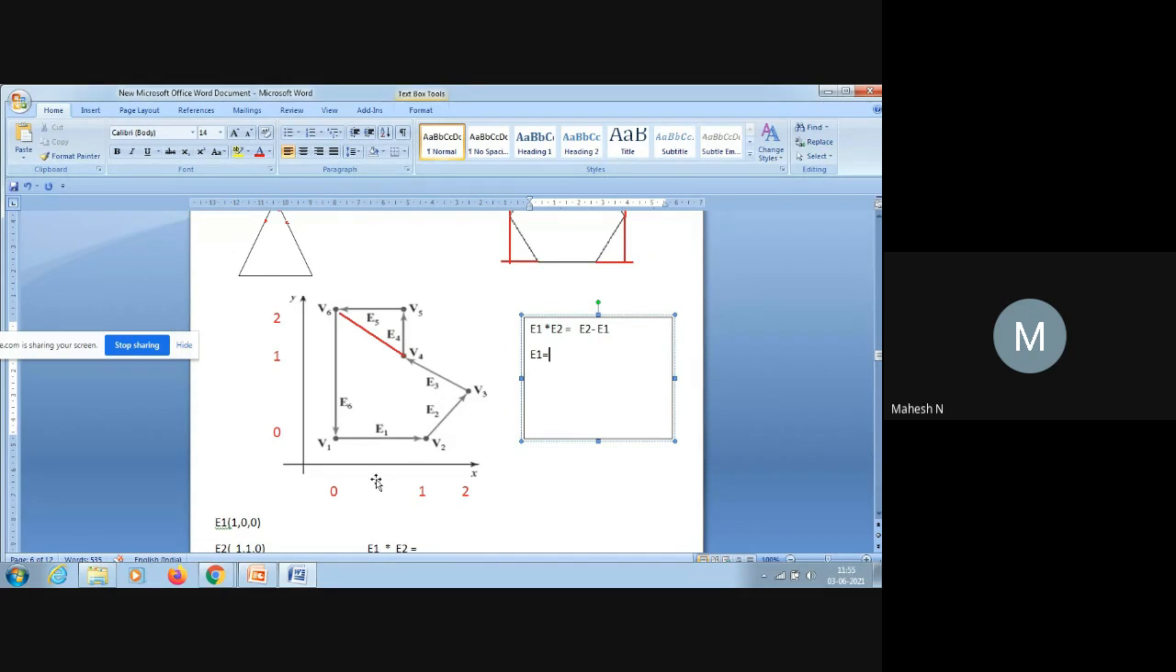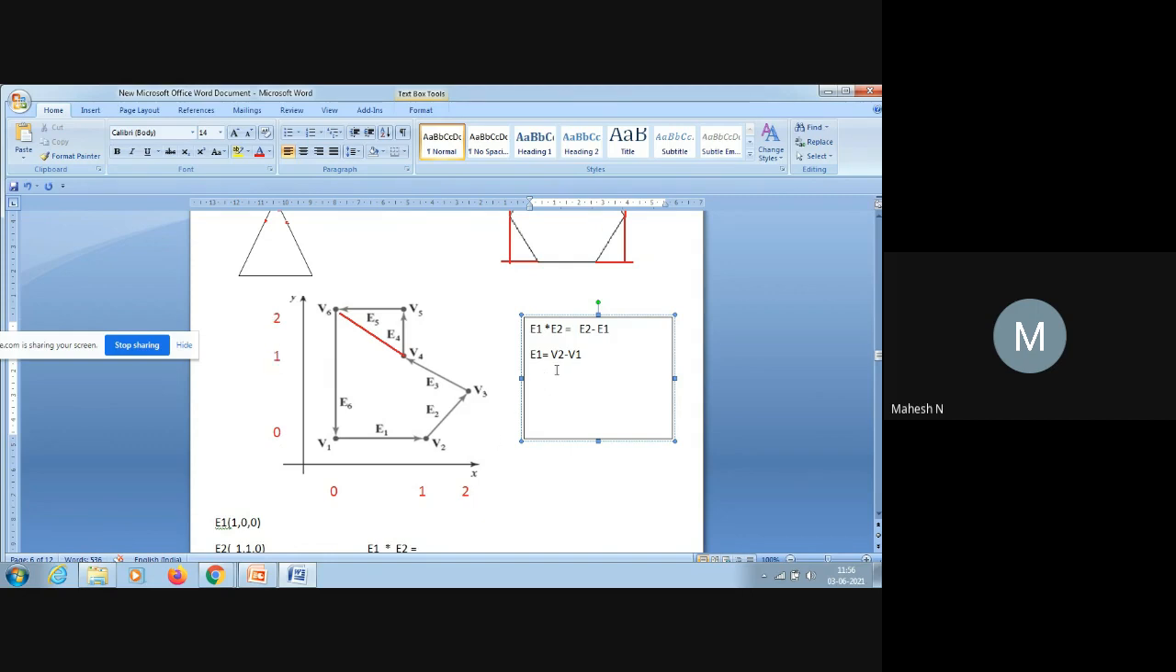The value of this E1 edge is the value of vertex V2 minus the value of vertex V1. Okay, value of my vertex V2 minus value of my vertex V1. So now what is V1 and V2? See, these are the coordinates: x is 0, x is 1, x is 2, y is 0, y is 1, y is 2.